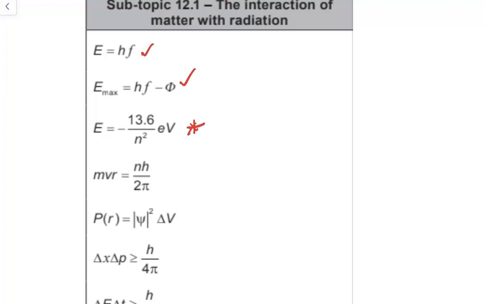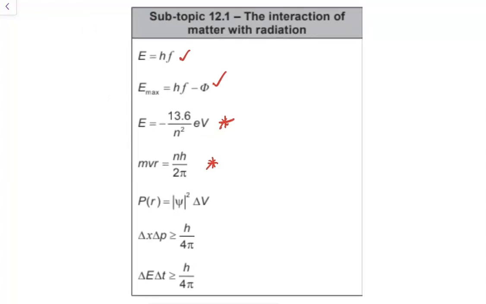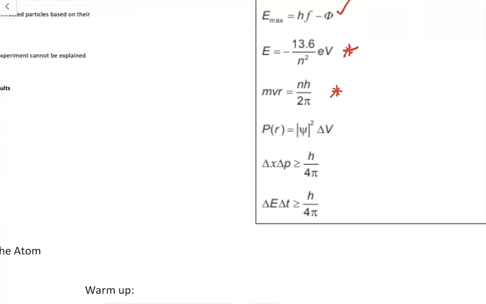And then we're also going to do mvr equals nh over 2 pi, which you won't see many problems with. This doesn't exist in math problems. You'll see them in conceptual problems. You'll see what is the significance of this. And that's all we're doing today, in this video, is these two equations.